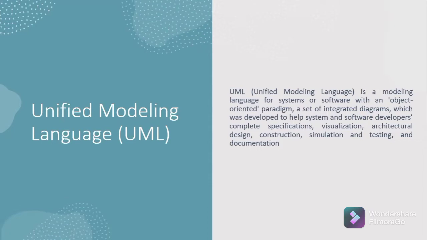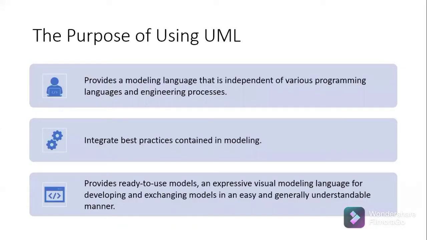UML is a modeling language for systems or software with an object-oriented paradigm, a set of integrated diagrams, which was developed to help system software developers complete specification, visualization, architectural design, construction, simulation and testing, and documentation. The purposes of using it are: first, a modeling language that is independent of various programming languages and engineering tasks. Second, integrate best practices contained in modeling. Third, provide users with ready-to-use, expressive visual modeling language for developing and exchanging models in an easy and generally understandable manner.